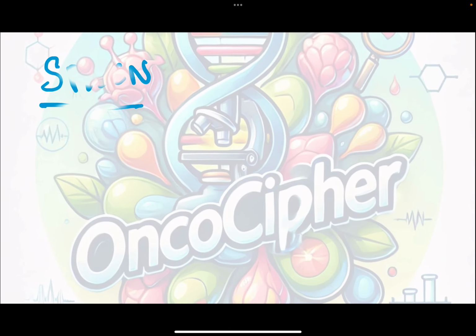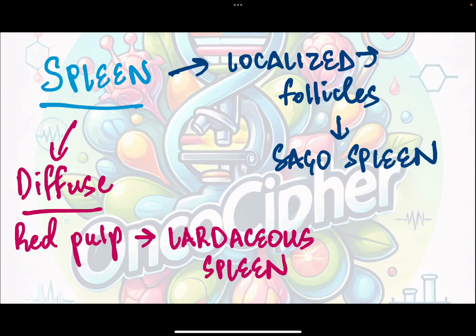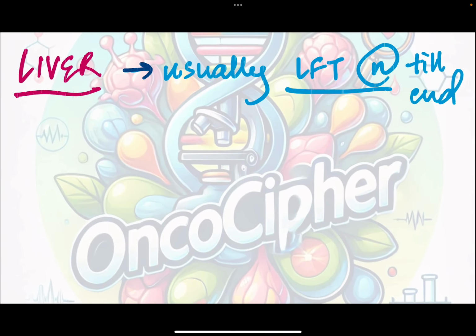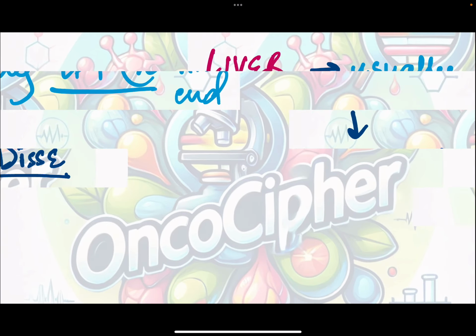All right. Now, when there is localized involvement of the spleen, that is only the follicles are affected, it gives the appearance of sago spleen. And when there is diffuse involvement, wherein even the red pulp of the spleen is affected, it is known as lardaceous spleen. What happens to the liver? Usually, liver function tests are normal till the end of amyloidosis. However, the earliest site involved in liver is the space of Disse.